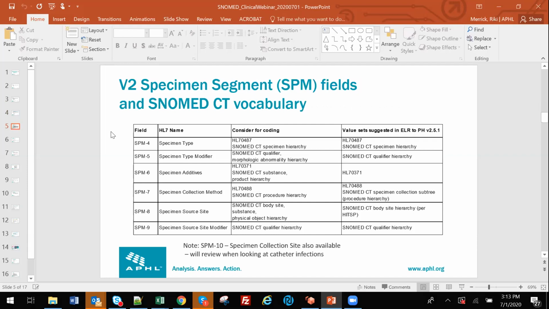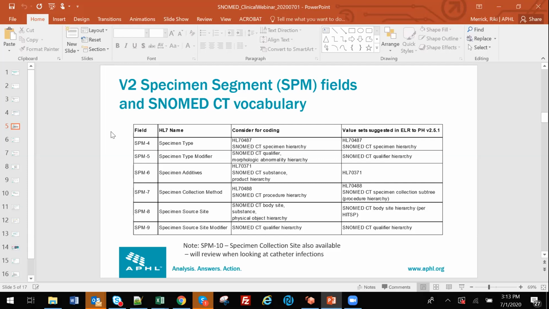So we're dealing with version 2, as I said, and at least in the US, FHIR is a long ways away from the lab space, as far as I can tell. So we're still in V2, and we're barely having people actually use 2.5.1, which has this wonderful specimen segment. And the specimen segment has a lot of different components.